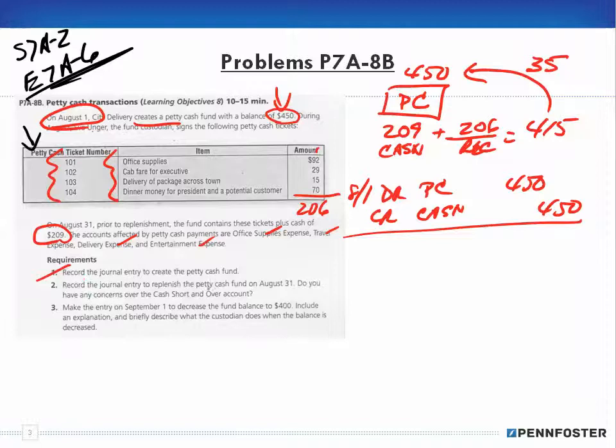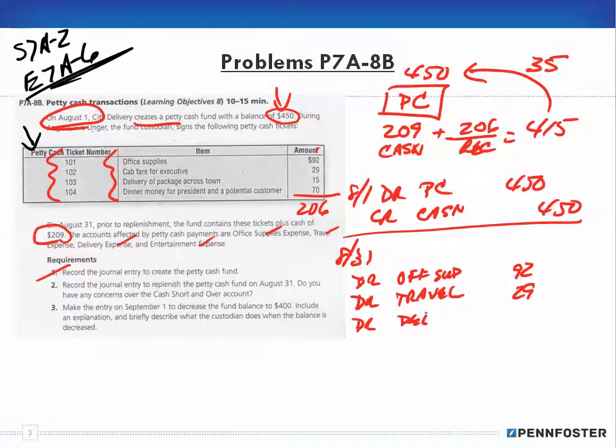Number two, record the journal entry to replenish the petty cash fund on August 31st. Do you have any concerns over the petty cash, over the cash over and short account? Right, so I'm going to have to debit all of these expense accounts. So I'm going to debit office supplies for 92, debit travel expense for 29. Now, you'll write out travel expense and office supplies expense. I'm just keeping it short here.